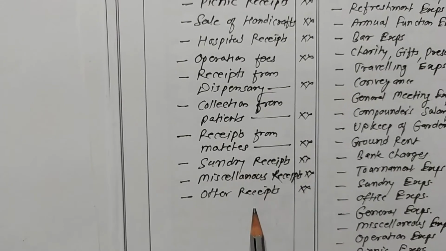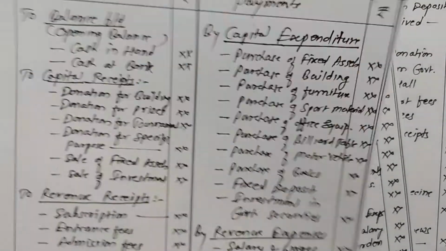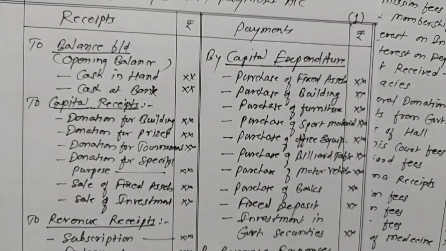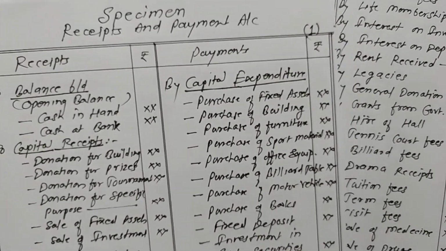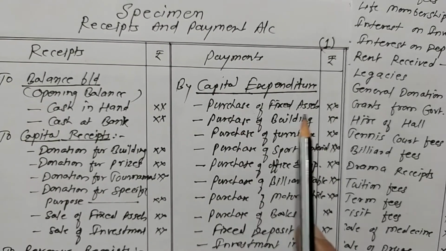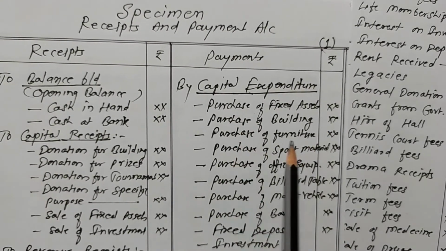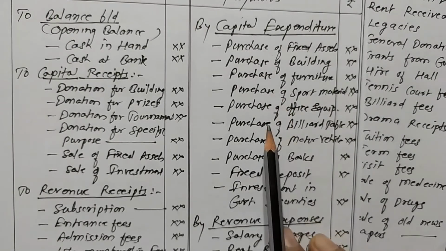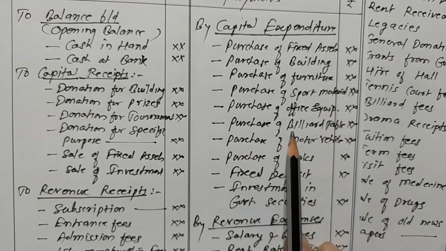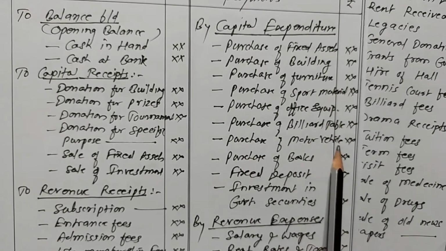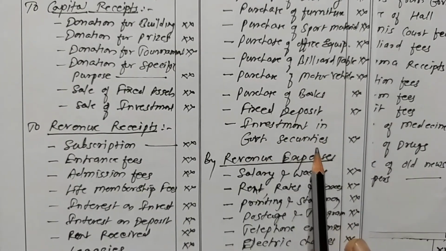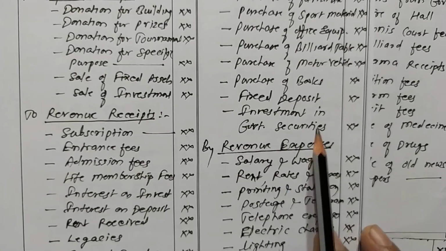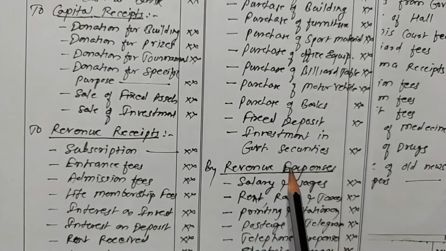These are the revenue receipts. Now, on the payment side. The payment side includes the capital expenditures as well as revenue expenses. The capital payments are such as purchase of fixed assets, purchase of building, purchase of furniture, purchase of sport material, purchase of office equipment, purchase of billiard table, purchase of motor vehicle, purchase of books, fixed deposit, investment in government securities, etc. These are the capital expenses.